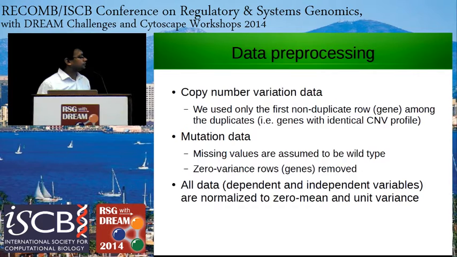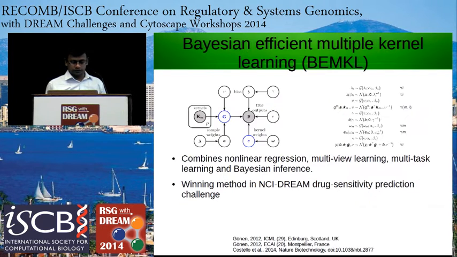And for the mutation data, wherever we have missing mutation information for a gene in a cell line, we assume that it's not mutated. And then we have removed the rows which do not have any variance. And finally, we have normalized all the variables, input and output variables.